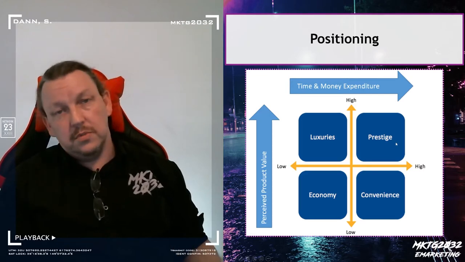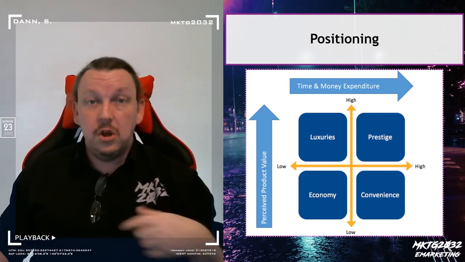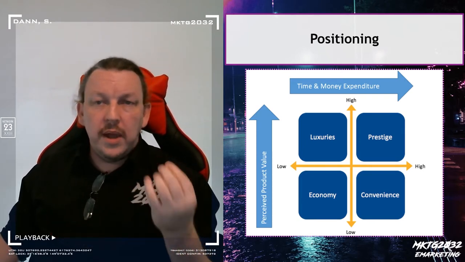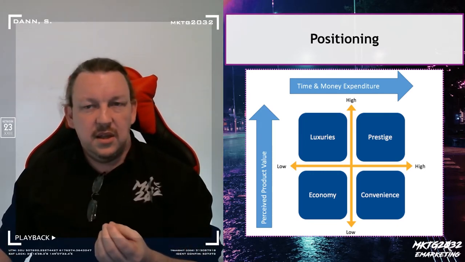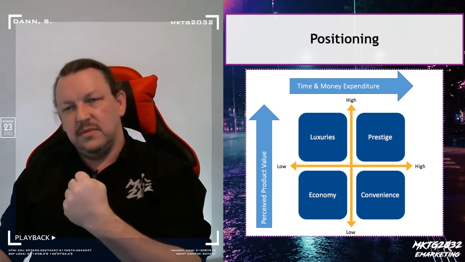What you want to do with a model like this is you want to look at your value offer that you are putting out through your project. And you want to start by thinking, where does the value offer sit on this chart? Then map in, where does the distribution fit?